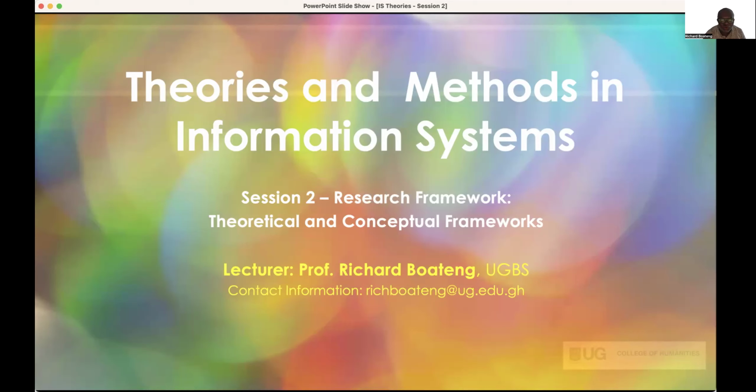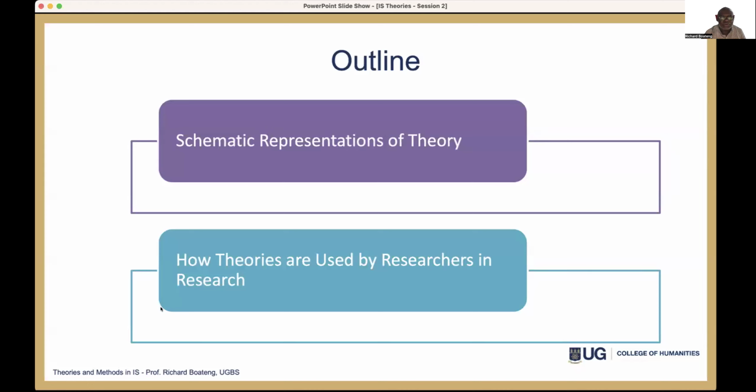Today is session 2 of our course, where we continue our discussions on research frameworks, theoretical and conceptual frameworks. We will delve into different aspects of what we did last week. We will go into schematic representations of a theory, and then we'll look at how theories are used by researchers in research, particularly information systems researchers.